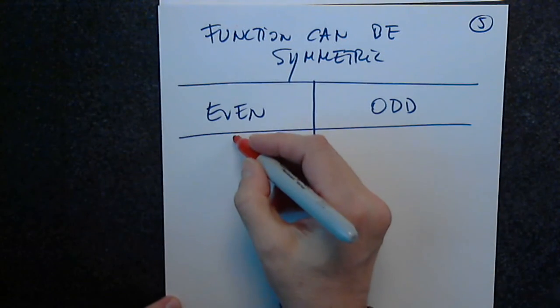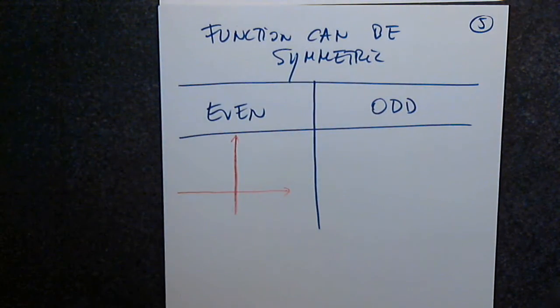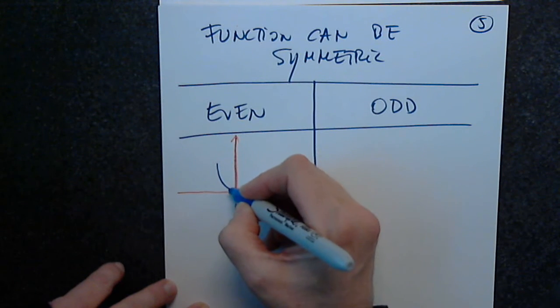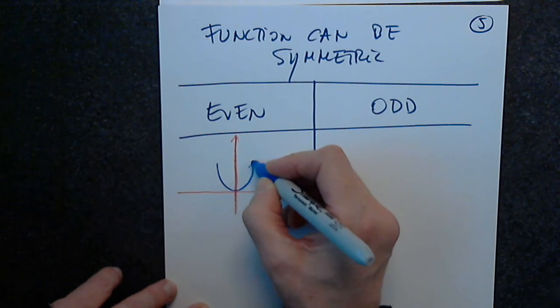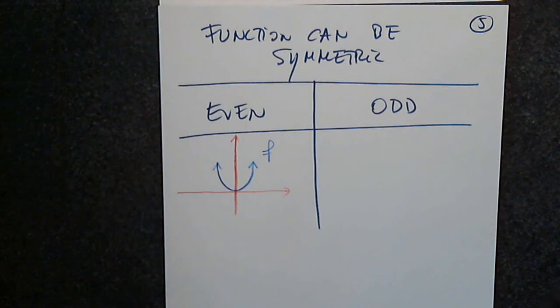Okay, so let's take a look. I'm going to graph a function, and we'll talk about it. Here's the graph of a function. Does it appear to you that this function has a symmetric graph?